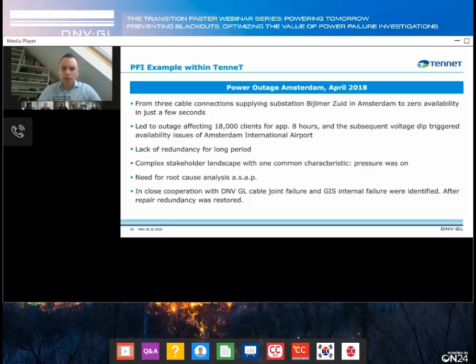And we found out that the cable joint failed together with the GIS. So the repair actions were undertaken, and in the end, the redundancy was restored. So that meant that there was a high relief within the company and outside the company at that moment.